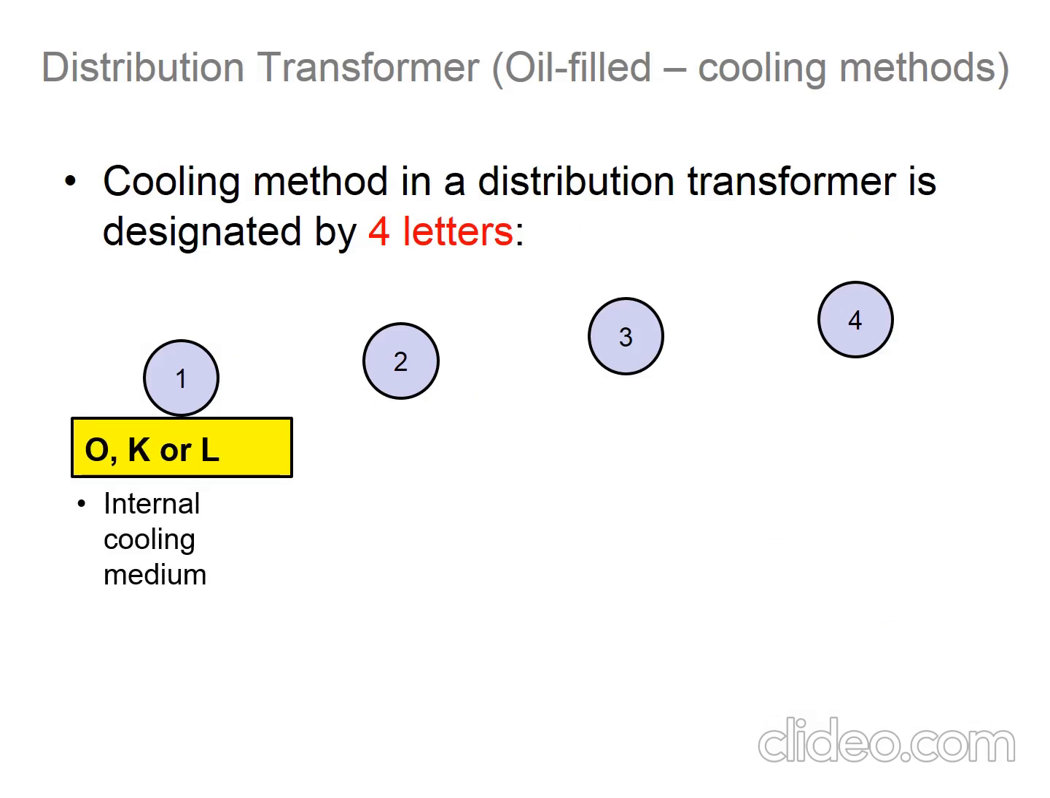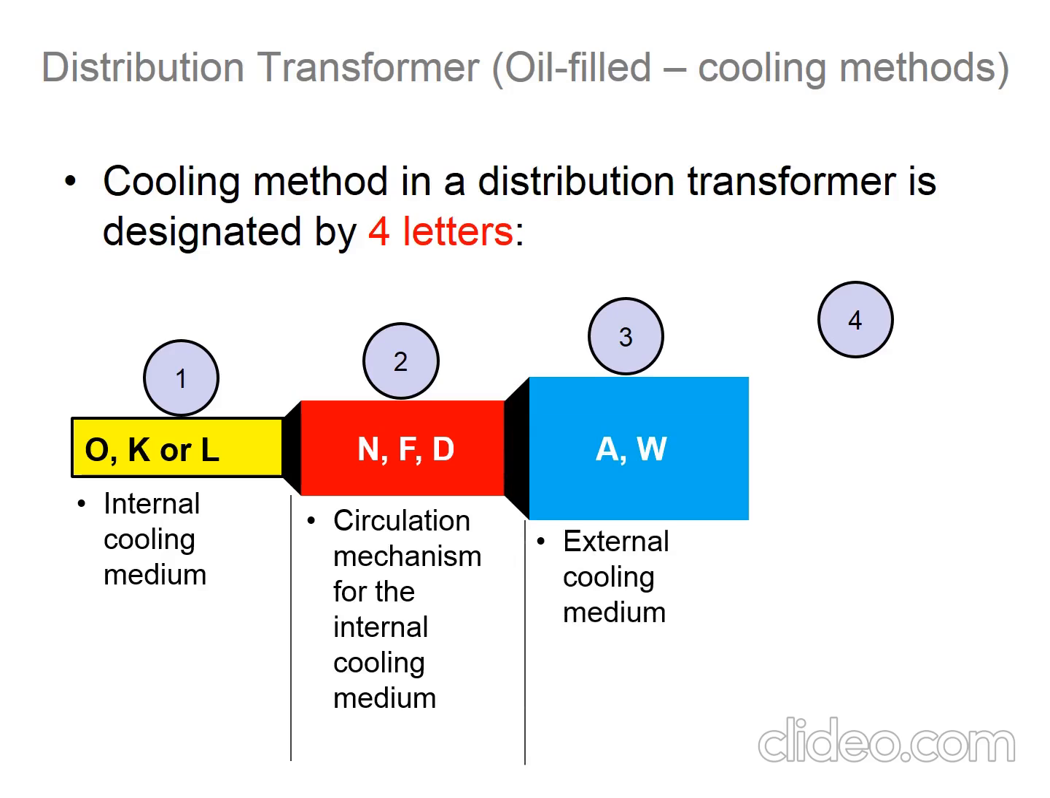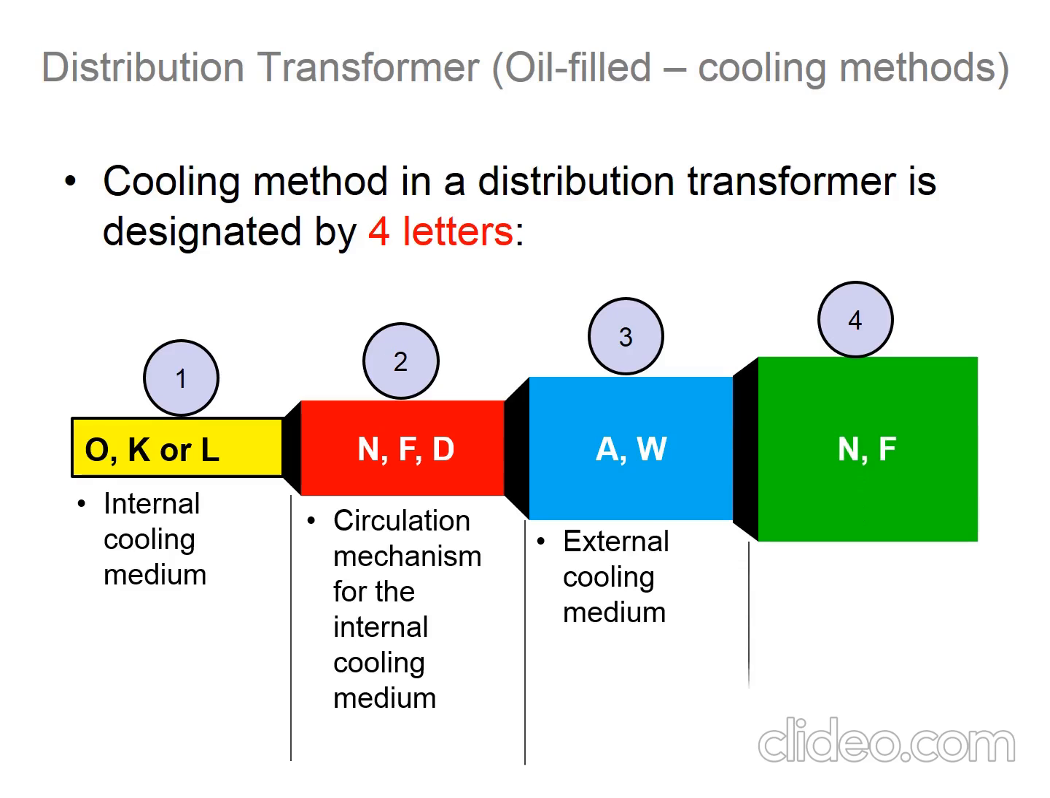This one is the cooling method. The cooling method in a distribution transformer is designated by 4 letters. The first one is the internal cooling medium. The second one is the circulation mechanism for the internal cooling medium. Then the third is the external cooling medium. Lastly, the fourth is the circulation mechanism for the external cooling medium.